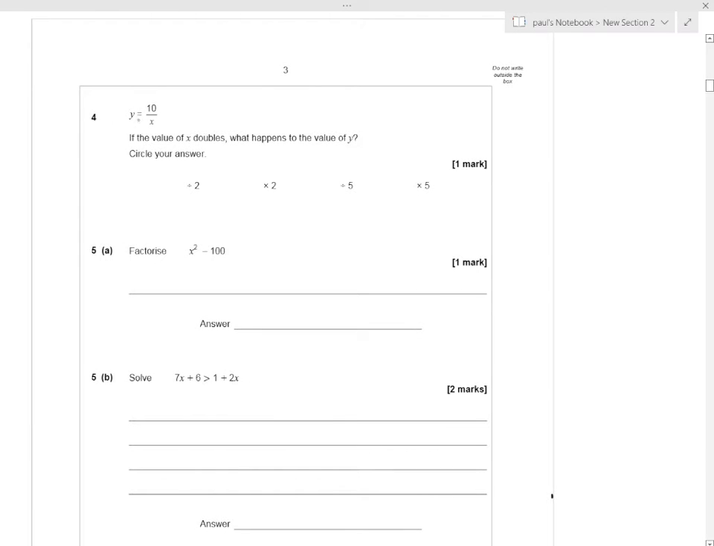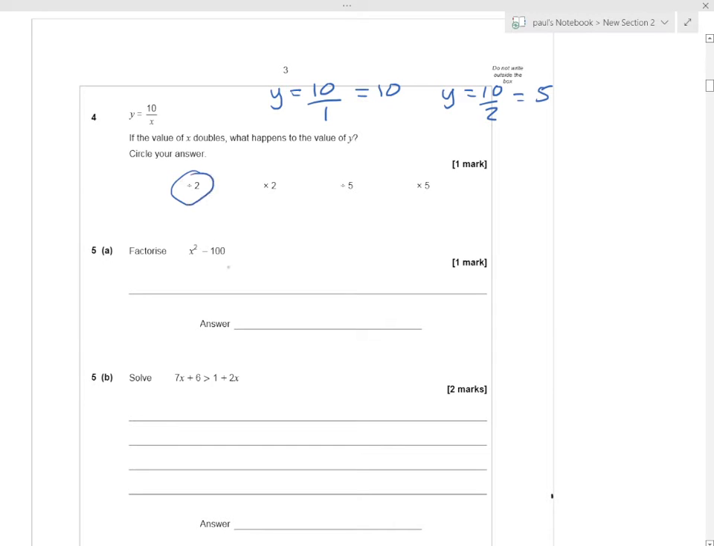Right, y equals 10 over x. If the value of x doubles, what happens to y? So let's make up a number for x. So we start with y equals 10 over, we'll call it 1. So 10 divided by 1 equals 10. So when x is 1, y is 10. So let's double x. So y equals 10 over 2 equals 5. So when x is 2, or when x has doubled, y has halved.